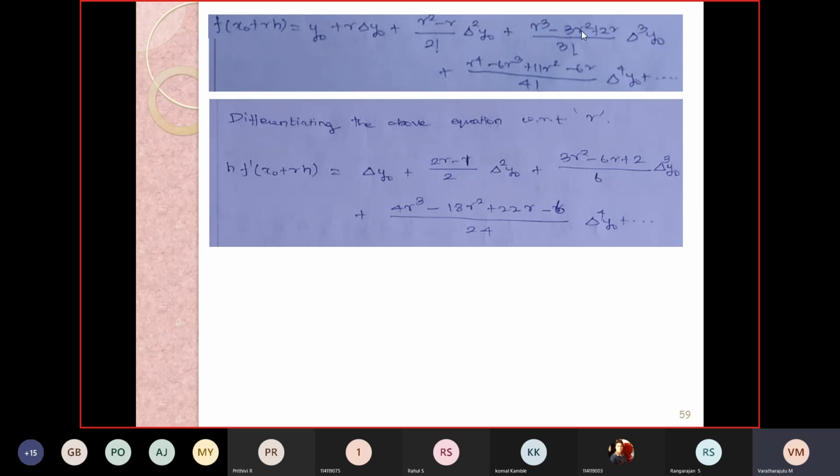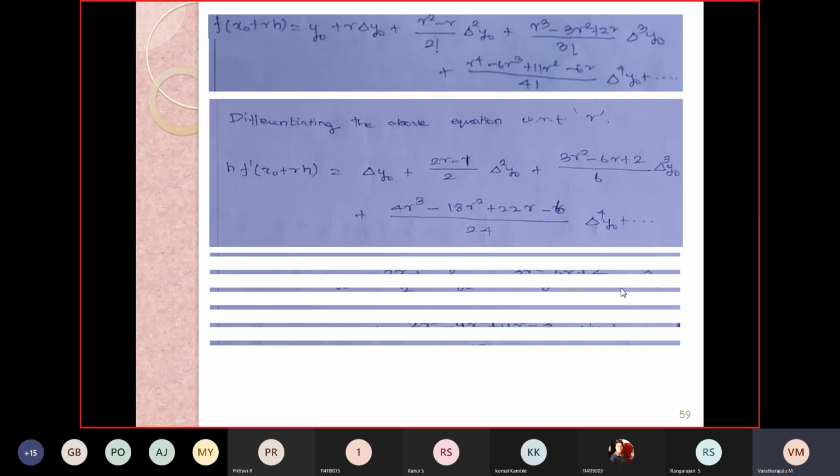Here 3r square becomes 6r, here 2r becomes 2, divided by 3 factorial, the third difference of y naught. Similarly for the fourth term, r power 4 becomes 4r cube, minus 6r cube becomes 18r square, plus 11r square becomes 22r, minus 6r becomes minus 6, divided by 4 factorial which is 24, the fourth difference of y naught.